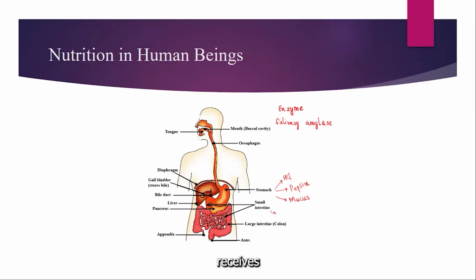Small intestine receives the juice from liver and pancreas. From the liver, it receives bile juice, and one of the functions of bile juice is to make the food basic. The food is acidic, which is coming from the stomach, and now it has to be made basic. That is one of the functions of bile juice. The other function of bile juice is to break the fat globules into smaller globules, which increases the efficiency of the enzyme action. So what is coming from pancreas?